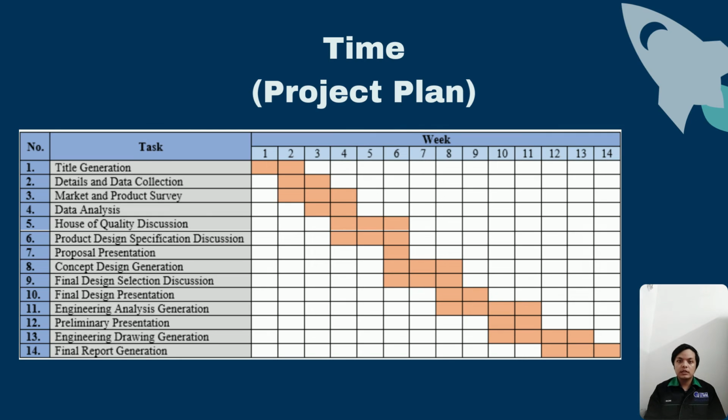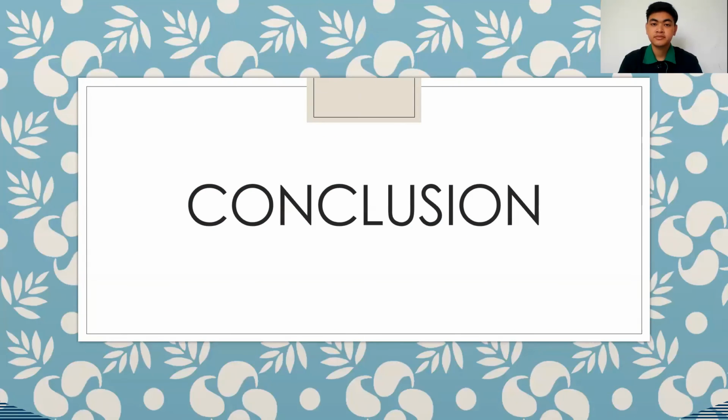Concept design generation and final design selection have been done in week 6, 7 and 8. Then, final design presentation is on week 8 and 9. Engineering analysis generation is being done in 4 weeks, which is in week 8, 9, 10 and 11. Then, the presentation about preliminary design is on week 10 and 11. Engineering drawing generation will be done in week 10 to week 13. Lastly, week 12 until 14 is for final report generation.